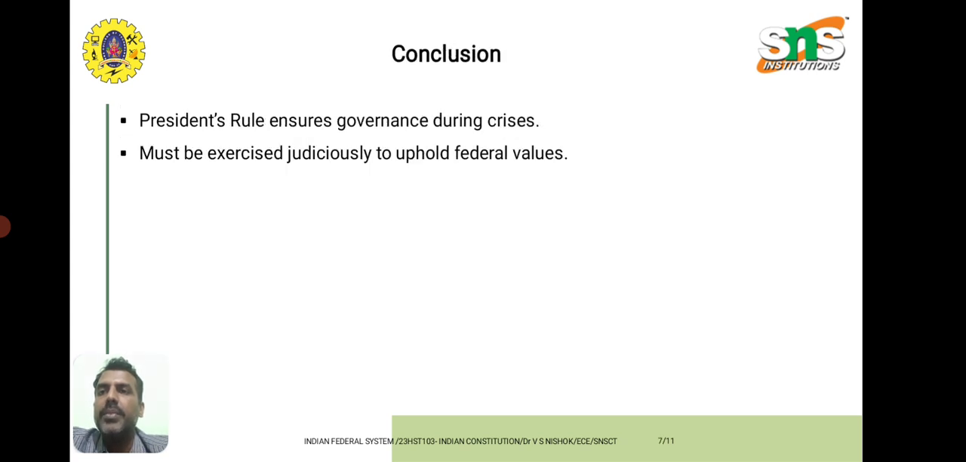And as a conclusion, President's Rule ensures governance during a crisis. Whatever the emergency or crisis may be, it ensures proper governance based on Article 356 of the Indian Constitution and must be exercised judiciously to uphold federal values. It should not disturb the common man's, that is citizens', rights, or judicial exemptions. That is the main aim of President's Rule.